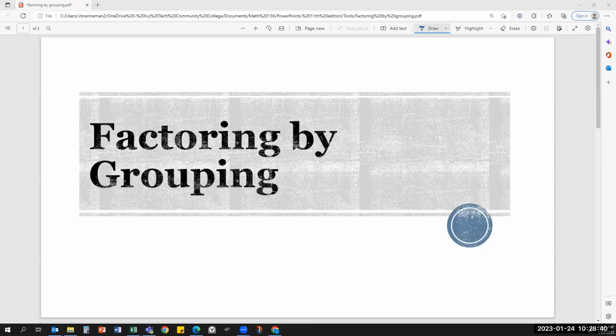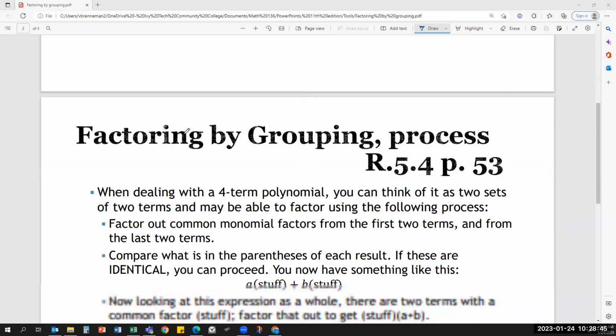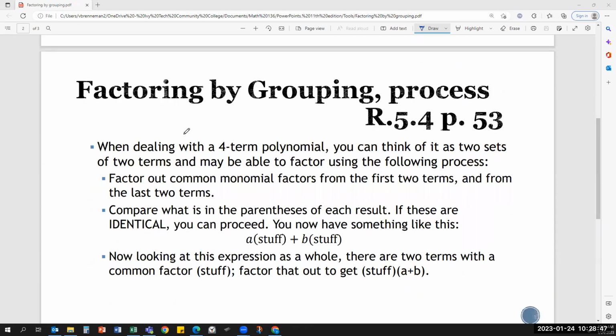Let's talk about factoring by grouping. Factoring by grouping, you're looking at a polynomial with 4 terms. Sometimes this is because you've actually taken a term and split it into like terms. So the 4 terms could include like terms, but there are 4 terms.